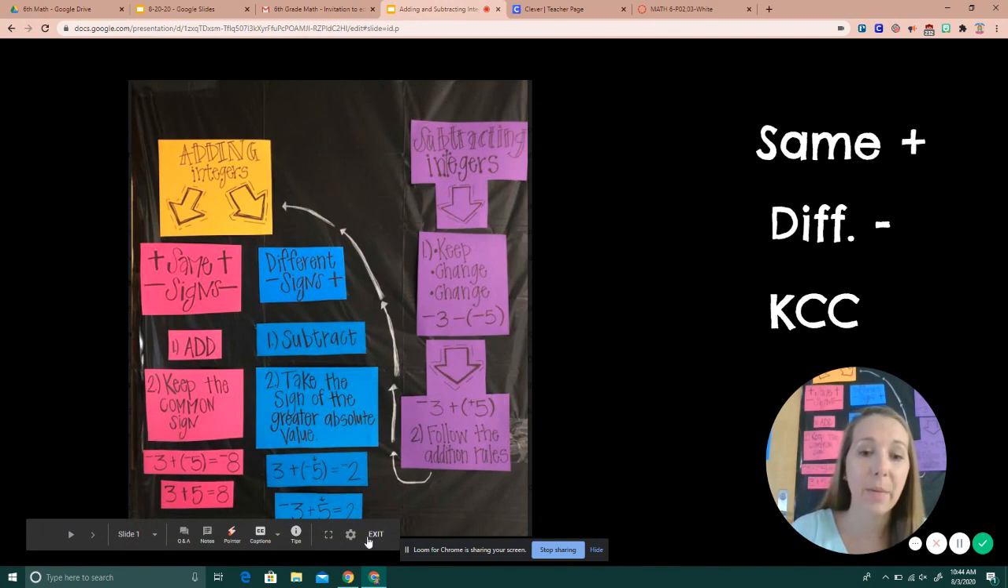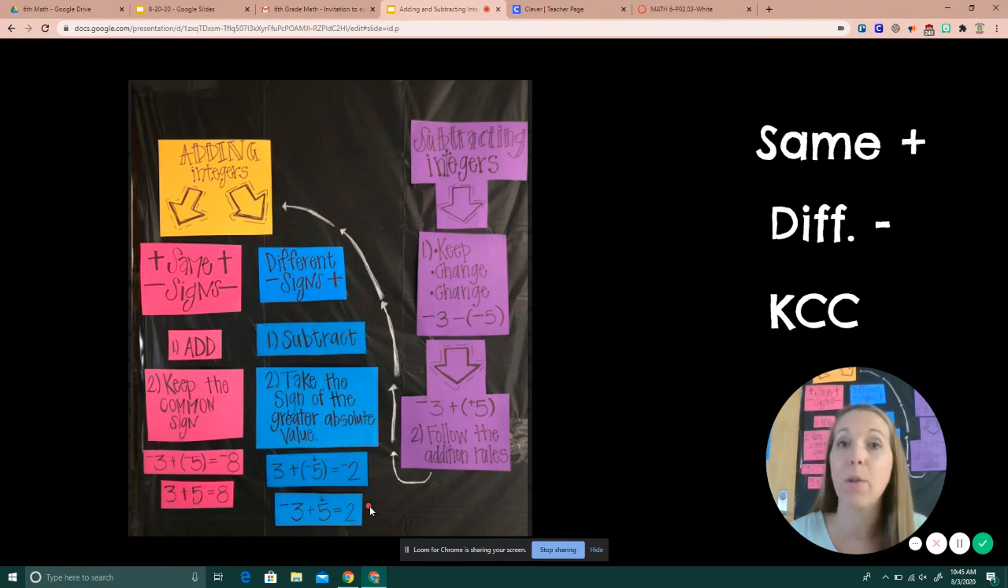The next thing we have is -3 plus 5. So the 3 is negative this time and the 5 is positive. You're still going to subtract and get 2, but this time you take a positive because the 5 is still farther from 0 than the -3. So the answer here is going to be positive.